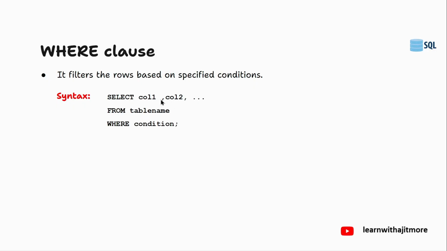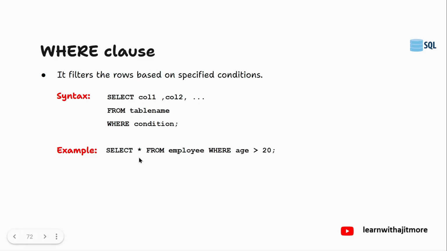Generally, we people are very lazy, we just write star. But if you want the query to be optimized, mention the column names. Understanding? So that only the selected columns will be retrieved, so the memory requirement is also less. And for rendering, meaning for printing, the time taken will also be lesser. So select, you can mention the column names, or star if you want all columns, from table, where, and the condition.